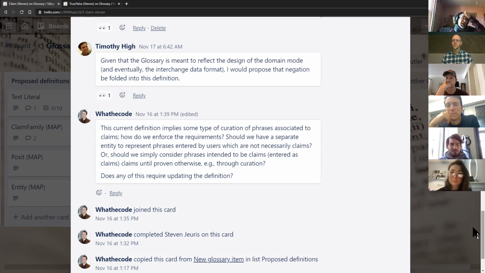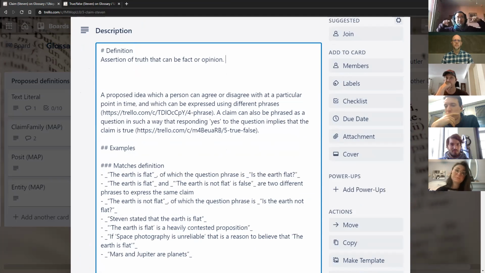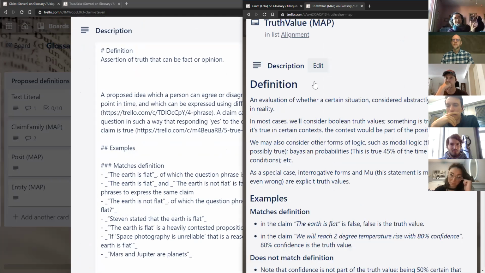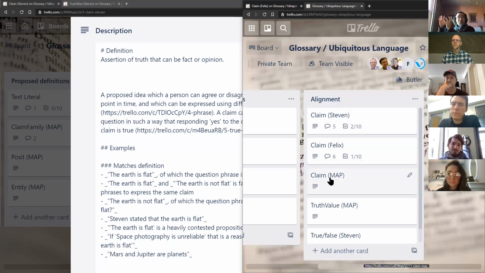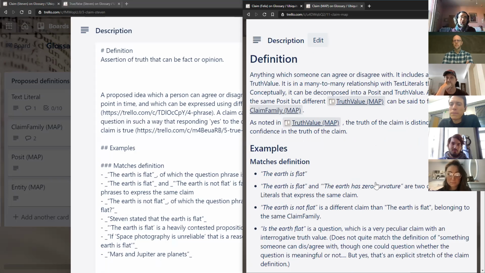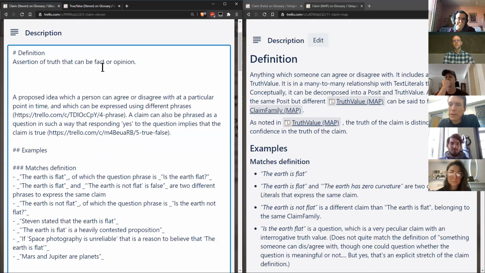What I tried to do in my definitions, which we didn't even look at, is make the links between the claim, the truth-value-less abstraction of the claim, which is the posit, which I don't want to model but may still want to define, and the claim family, which is all the claims that are related by having the same posit and different truth values. Is it possible to define this by pointing to this assertion of truth that can be fact or opinion afterwards, or does it need to be an integral part of it right now?